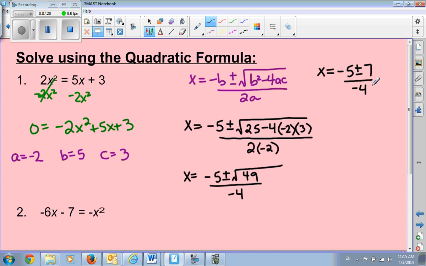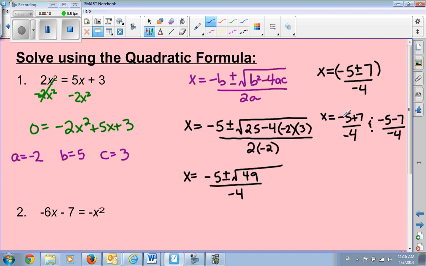Go with me? Okay, so we have to do what's in the numerator first because this is a fraction bar. You kind of have to think that this is in parentheses. So what this really means is negative 5 plus 7 divided by negative 4, and negative 5 minus 7 divided by a negative 4. So you have two different answers, two different roots, right? Because we have the plus or minus, we have to do both of them. Questions? Y'all with me?